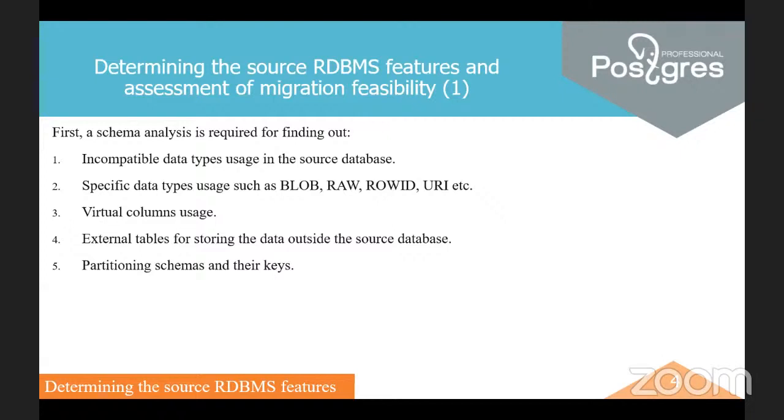The third point is virtual column usage. It's a field whose value is calculated based on the values of other columns. This feature has become available since Postgres version 11.